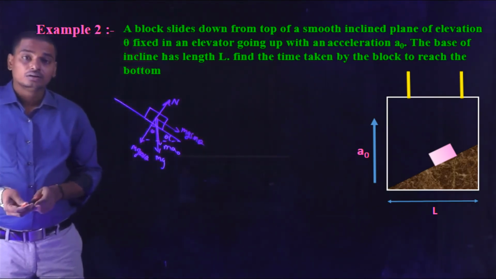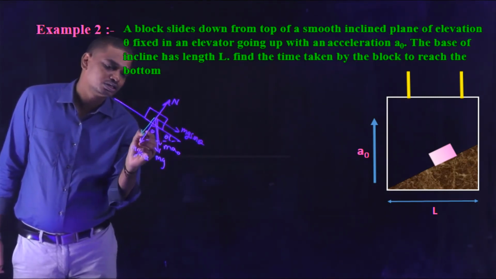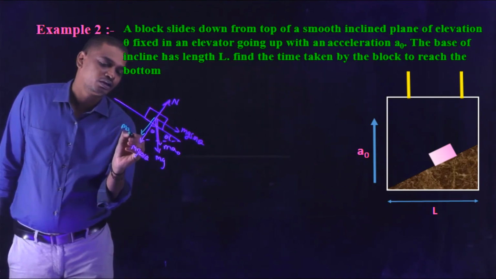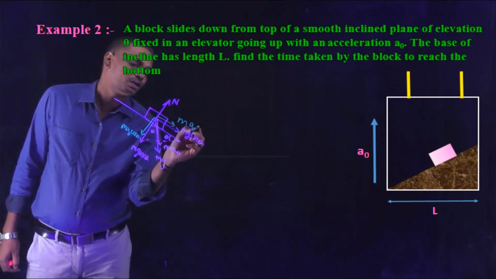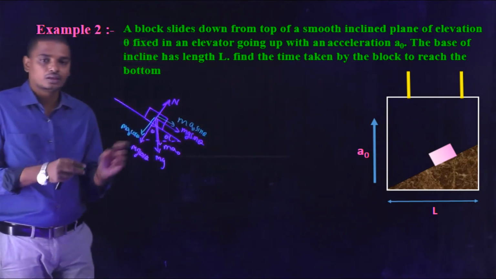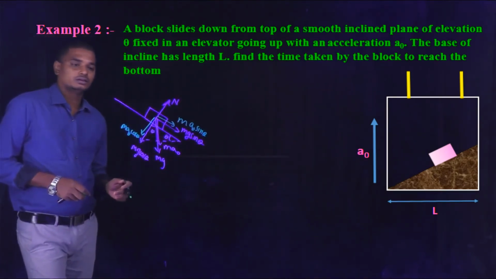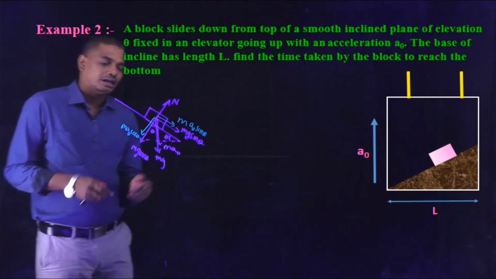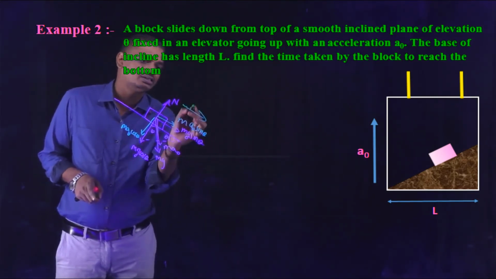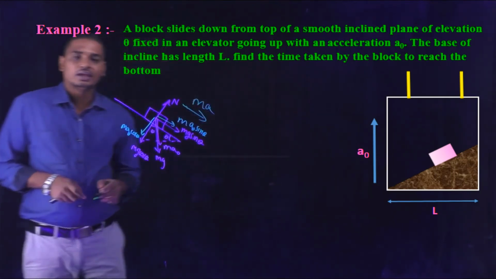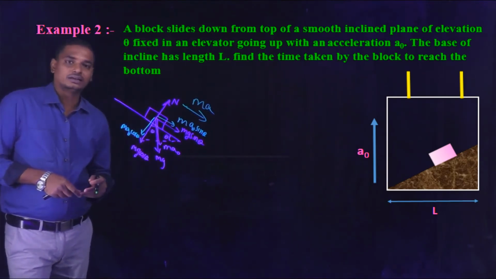Similarly, the pseudo force can be resolved into two components: along this direction it is ma naught cos theta, and along this direction it is ma naught sin theta. For understanding purposes, I am using two different lines, but it acts on the same line. Okay, so from this, as the block is moving down, there is a net force acting on the body. Let A be the acceleration and ma the net force acting in this direction as the block slides down the inclined plane.